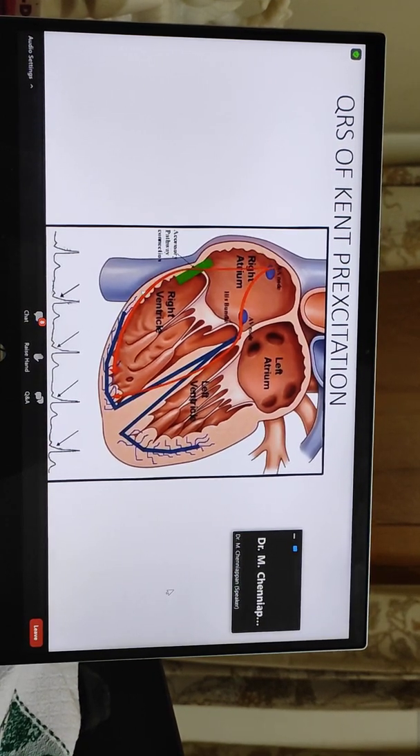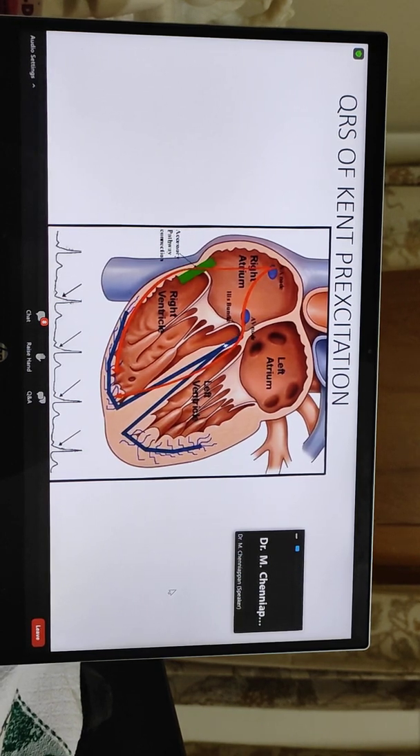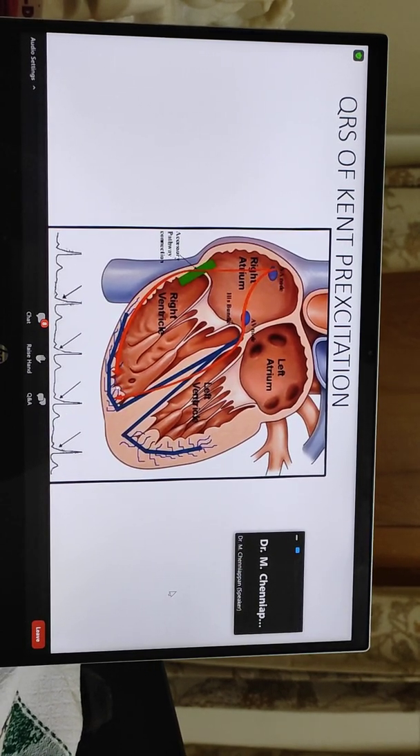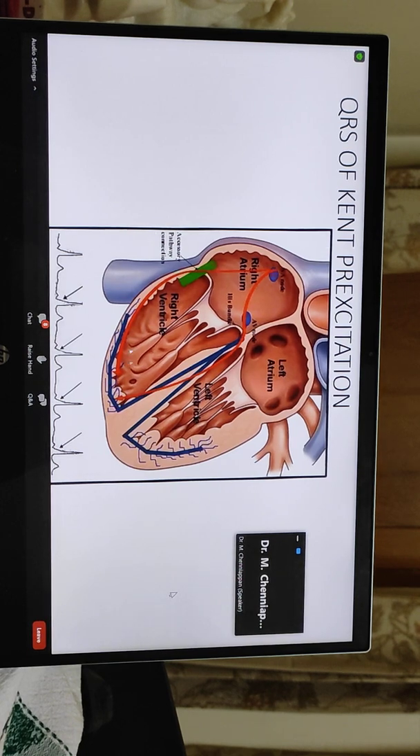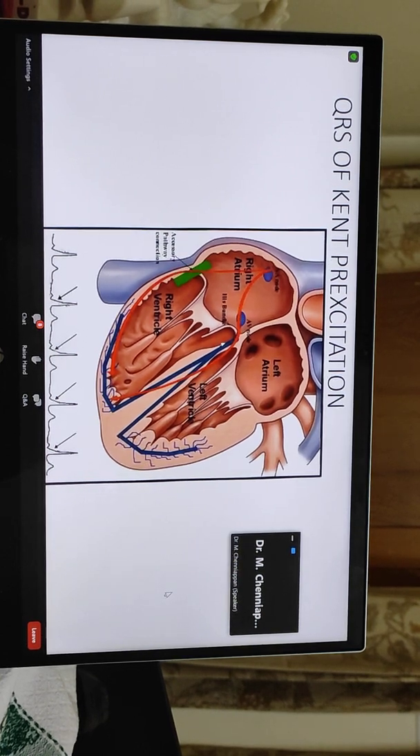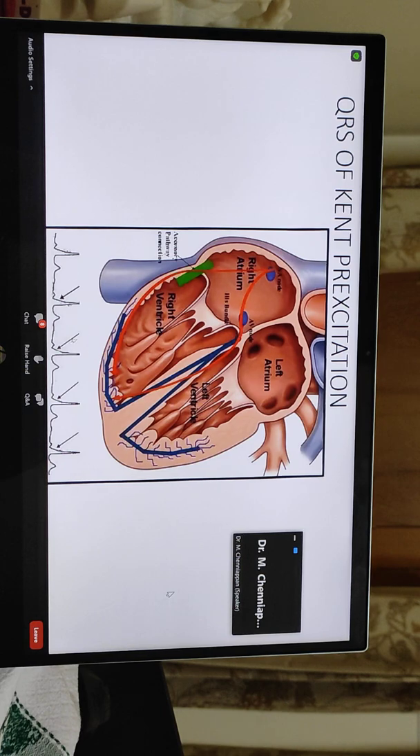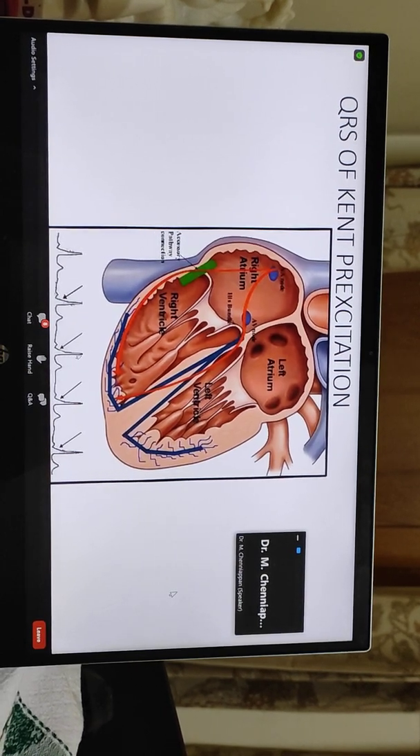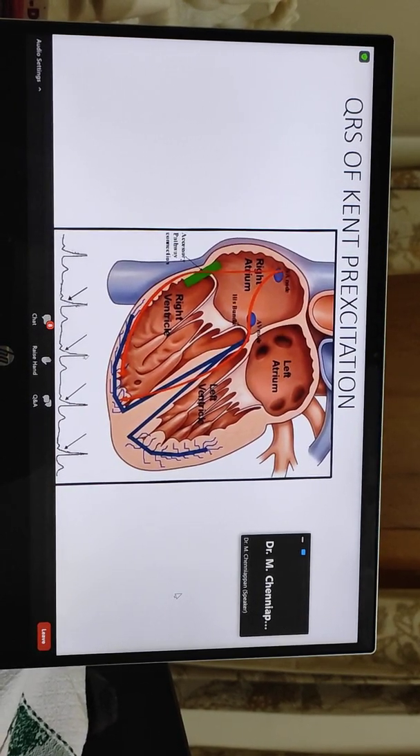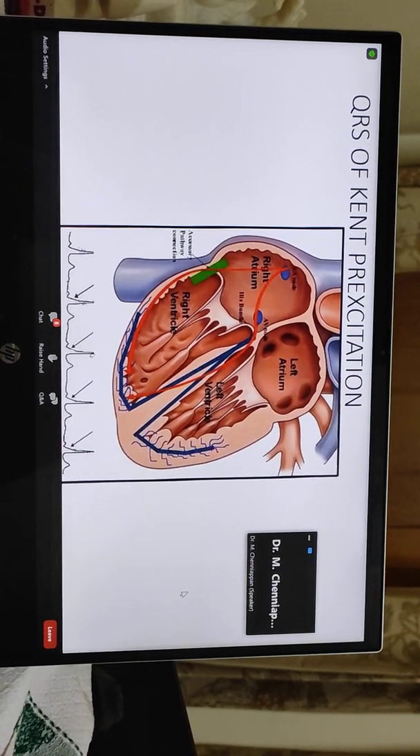As this impulse is spreading, after the AV nodal delay, the impulse will be rapidly conducted through the specialized conduction system of the heart and depolarize the ventricles as this other impulse is slowly spreading. So the terminal portion of the QRS complex will be contributed by the impulse coming through the normal conduction pathway. That will result in the sharp portion of the QRS complex, which constitutes the impulse coming through the normal conduction pathway.